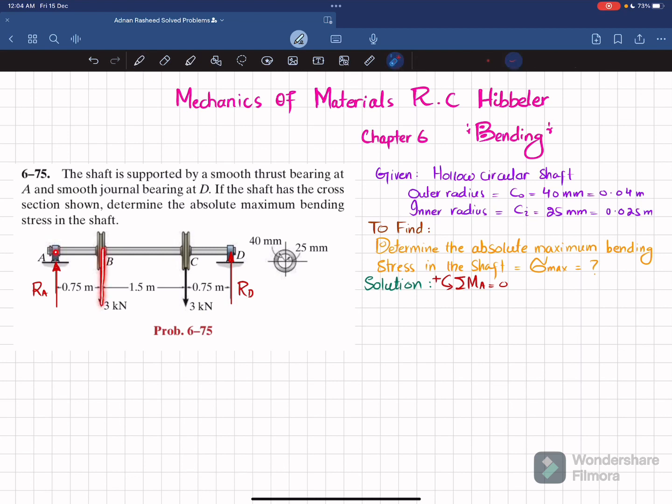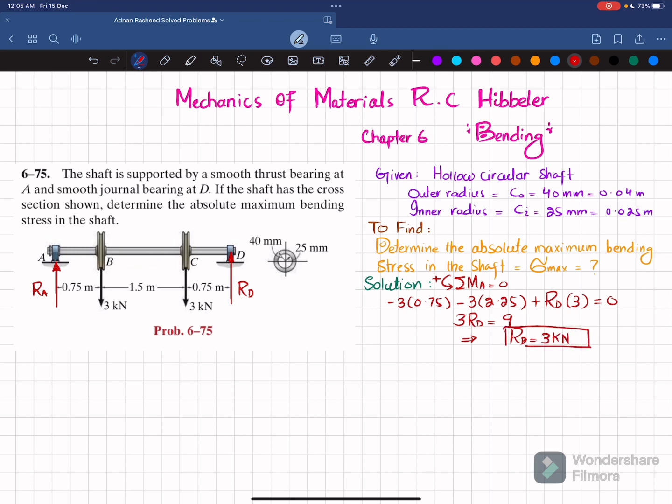So about point A, the first moment will be due to this 3 kilonewton load and the perpendicular distance is 0.75. It is clockwise, so it will be negative. So I will write minus 3 into 0.75. The second moment will be due to this 3 kilonewton load, and now the perpendicular distance is 0.75 plus 1.5, and that is 2.25, and it is also clockwise, so it will be negative. So I will write minus 3 into 2.25 meter. And the last moment is produced due to this Rd and the perpendicular distance is the total, which is 3, and this is producing a counterclockwise moment, so it will be positive, plus Rd into 3. And the sum of all these moments about point A must be equal to 0. So when you calculate it, you will get 3 Rd equal to 9, and from here you will get Rd equal to 3 kilonewton.